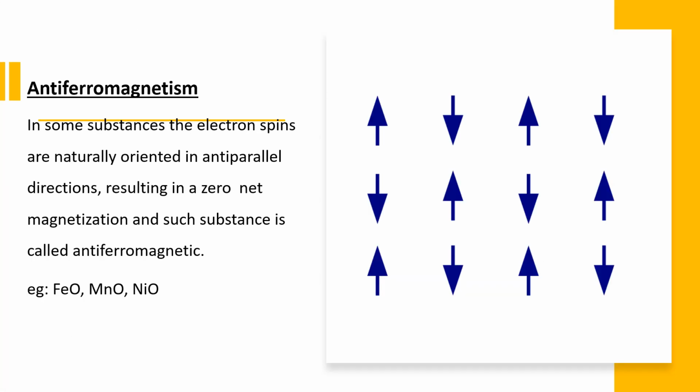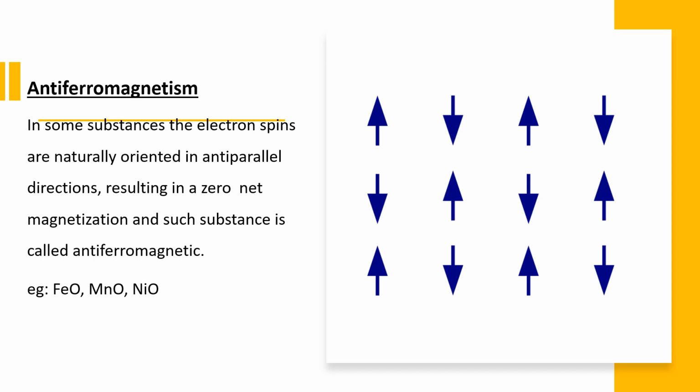Next is antiferromagnetism. In some substances, the electron spins are naturally oriented in antiparallel directions. As in the figure, we can see the spins are naturally oriented in antiparallel directions, that is, the nearest spins. The spins in adjacent positions cancel, and hence there is zero net magnetization, and such a substance is called antiferromagnetic.